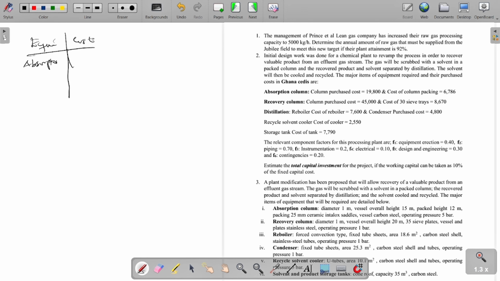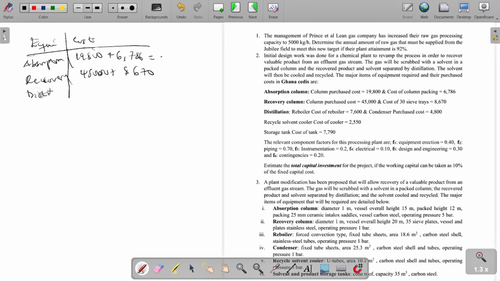So I'll have the absorption column, right? They said the cost is 9,800. That's the column, right? And the packings was 6,786. So you're making everything in Ghana cedis, right? Then we had a recovery column, right? That one also cost 45,000 plus the 8,670.